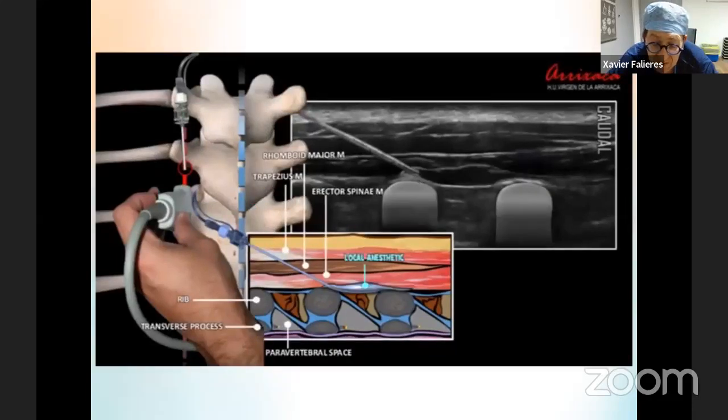And when you inject, you will see here the local anesthetic spreading just under the erector spinae muscle. So don't forget here the rhomboid, trapezius muscle, erector spinae, and then you give your local anesthetic.